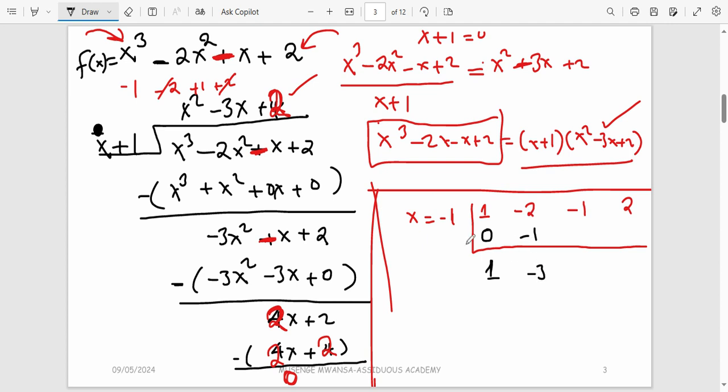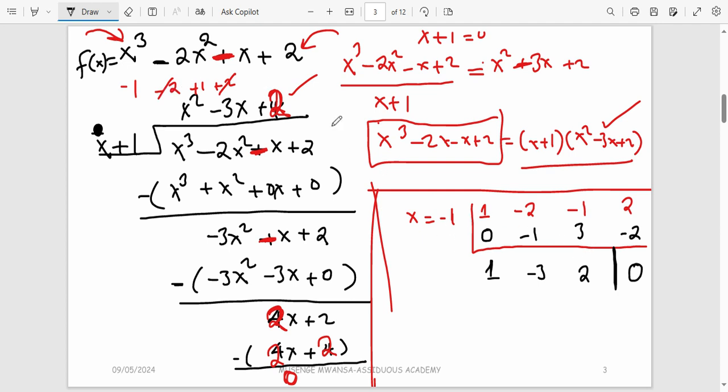This negative 3 again multiplied with the negative 1 will give you positive 3. Negative 1 plus 3 is a positive 2. This same 2 multiplied with the negative 1 will give you negative 2. The end here should give you a 0 because the last thing that you do gives you the remainder. So 2 plus negative 2 is 0. If it doesn't give you 0, just know that the thing you're dealing with is not a factor.